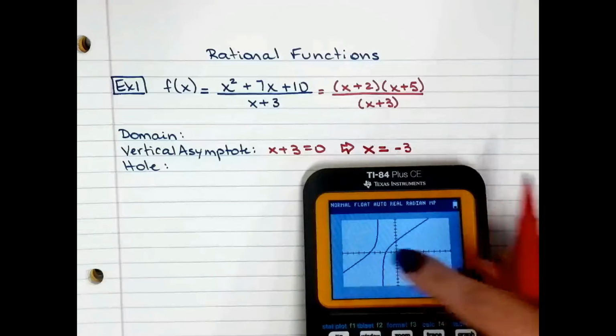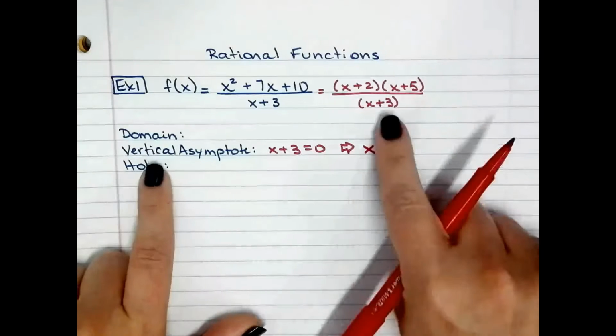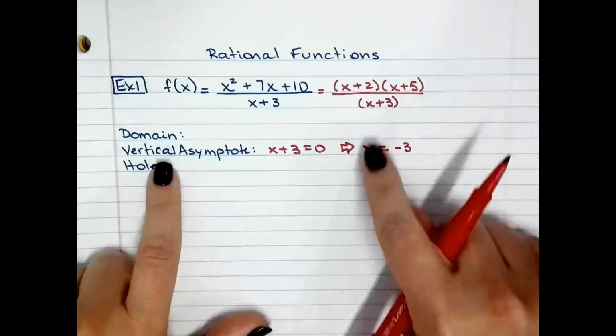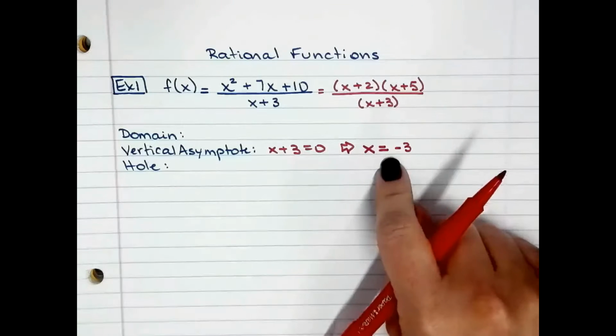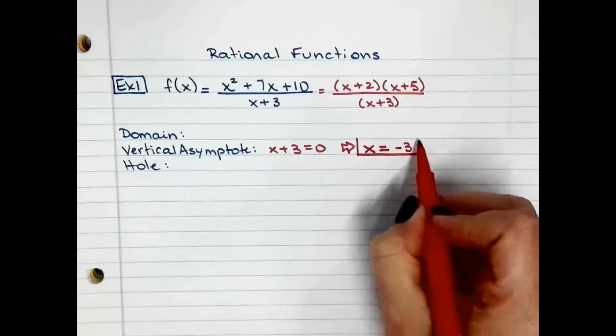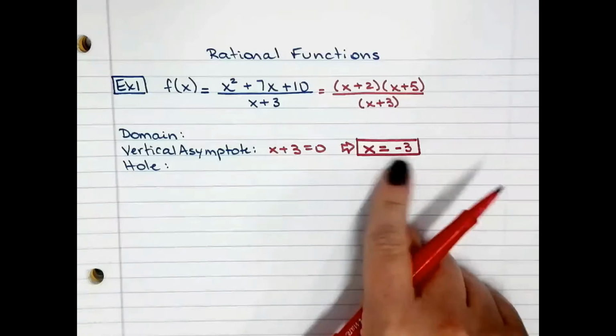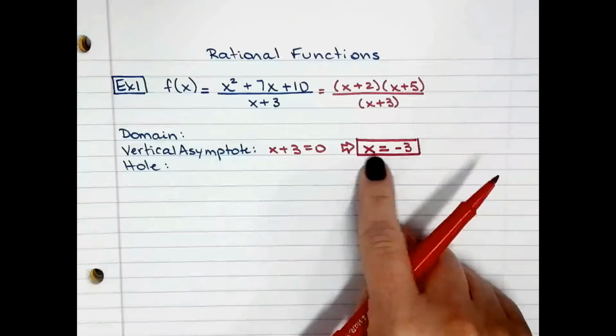So, sometimes eyeballs are good. And it turned out that it was really easy to find just by eyeballing. But next time, if you don't know, just go ahead and get the denominator, set it equal to 0, and that's going to be your vertical asymptote. It has to be x equals because the asymptote is a line. Okay, it's a line, not a point. It's a line, so it's x equals.